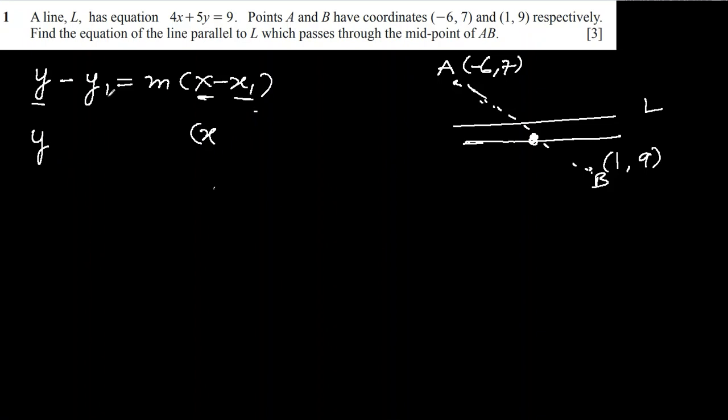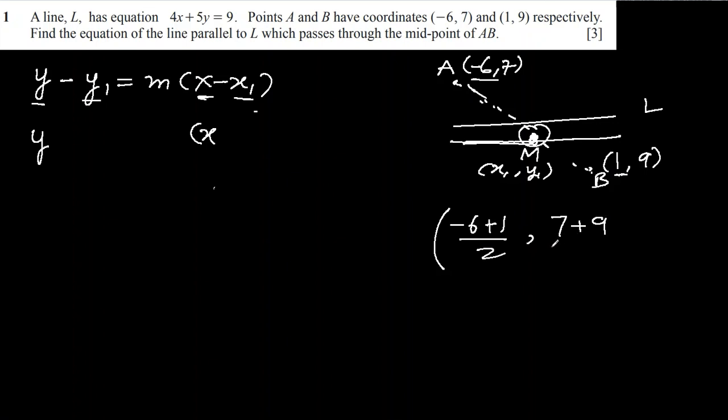Now, x1, y1 are the points on the line. This point, let's call it M, is the only point which lies on this line, and we have to find its coordinates, which will be x1 and y1, which we will substitute here. So, because this point is the midpoint of AB, the midpoint coordinates will be minus 6 plus 1 over 2. The x coordinate of this plus x coordinate of this divided by 2. And the y coordinate will be y coordinate of the first one plus y coordinate of the second one divided by 2.